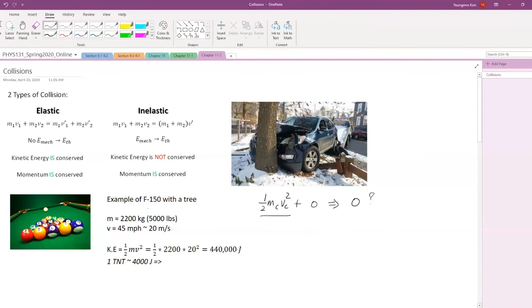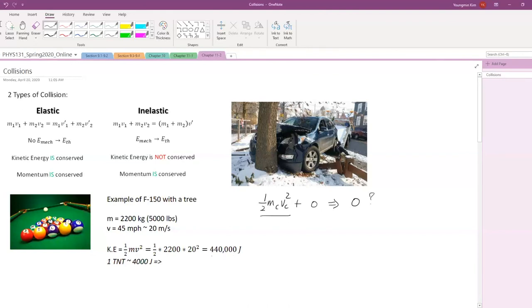An F-150 truck's typical mass is about 5,000 pounds, which is about 2,200 kilograms. And let's say the car was driving around a neighborhood with a speed of 45 miles per hour, about 20 meters per second. Then the kinetic energy of that F-150 running into a tree is 1/2 mv squared, 1/2 times 2,200 kilograms times 20 squared. That equals 440,000 joules of energy. And since the final velocity is zero, all of that has gone into thermal energy, impacting the tree and the car.